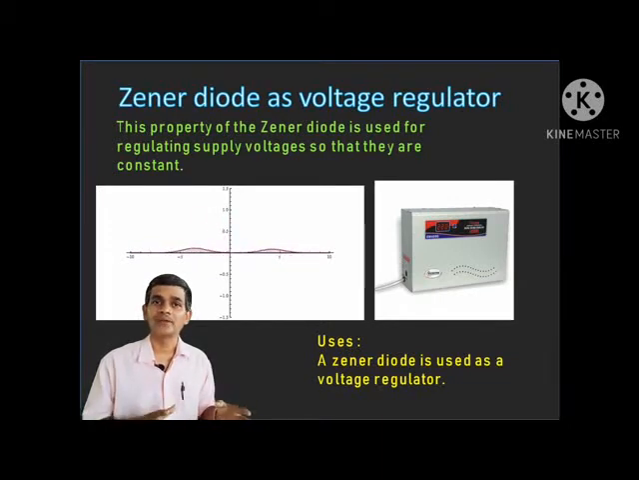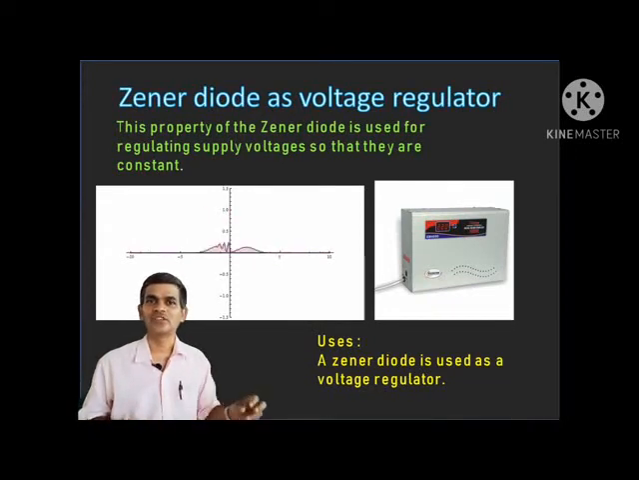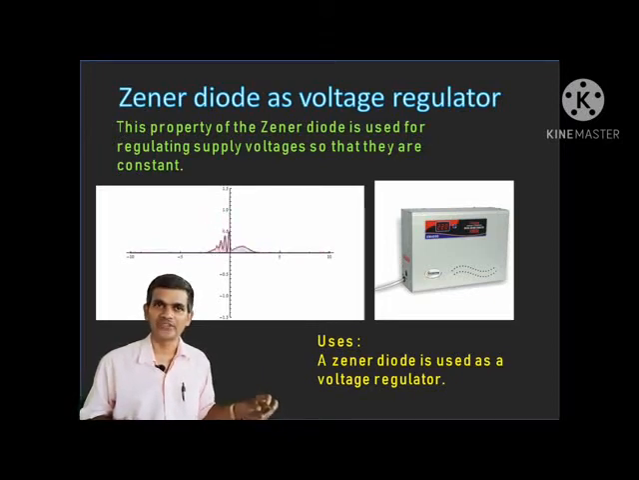To protect the devices, we use this Zener diode as a voltage regulator in many electrical appliances as well as electronic appliances. That is the use of the Zener diode. It is used as a voltage regulator.